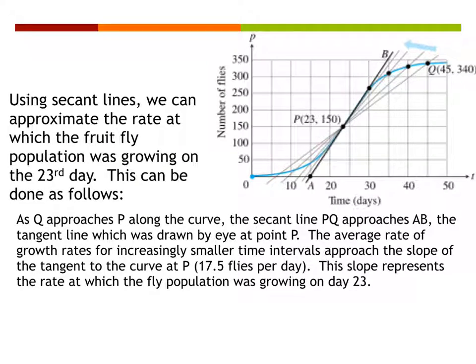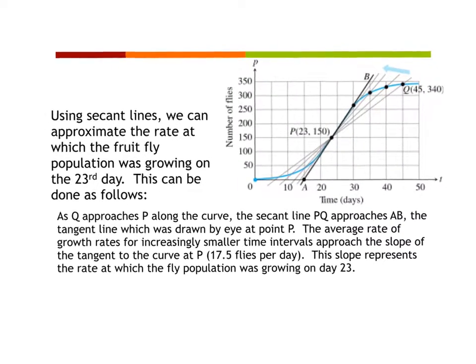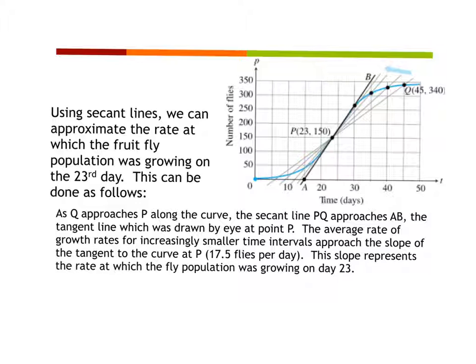Okay, so this is where limits are. We get into why we've been learning limits, and we get into kind of starting to get further into calculus, what calculus is really about. Using secant lines, we can approximate the rate at which the fruit fly population was growing on the 23rd day. This can be done as follows, and there's something really fun to read here. So I'm just going to read it, and then I'll try to explain it to you. As Q approaches P along the curve, the secant line PQ approaches AB. The tangent line, which was drawn by I at point P.